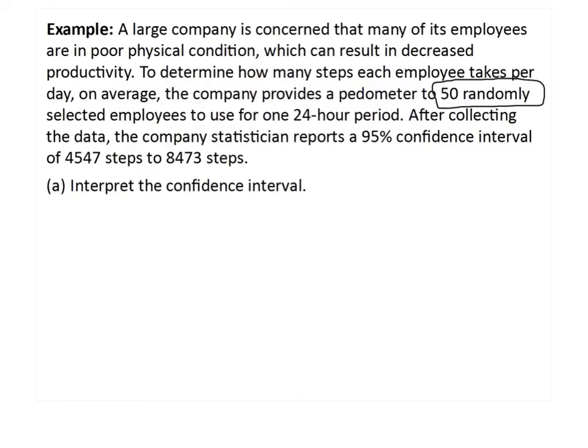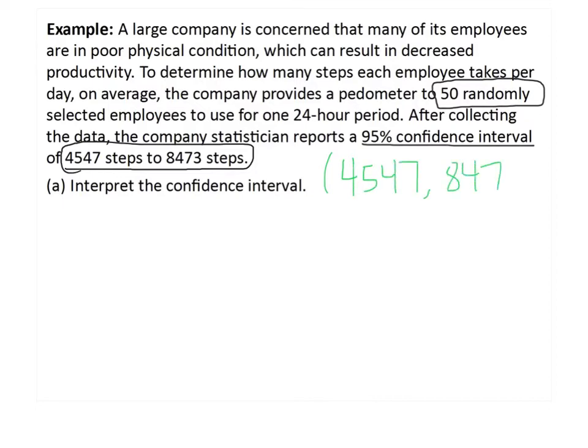After collecting the data, the company's statistician reports a 95% confidence interval of 4,547 steps to 8,473 steps. So this is my interval, and remember we've written that before as just 4547, comma, 8473. So we write confidence intervals like this, or it could be written out from blank to blank. So the first question says, interpret this confidence interval.